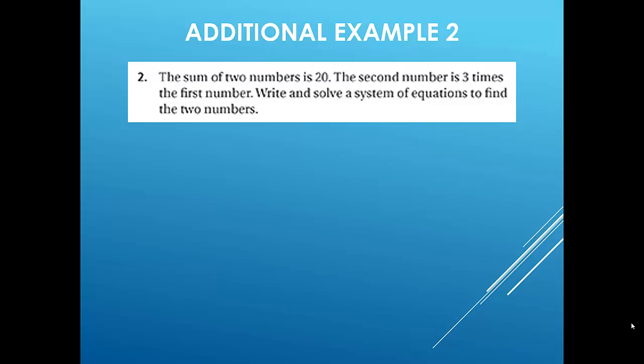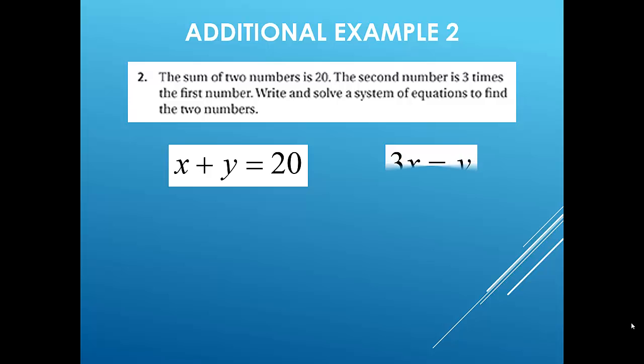For our first equation, we know the sum of the two numbers is 20. So we're going to have x plus y equals 20. The first number plus the second number is equal to 20. For the second equation, we have the second number is 3 times the first number. The second number would be y, so y equals 3 times the first number, and the first number was x. So y equals 3x, or 3x equals y. It doesn't matter what order you put it in.